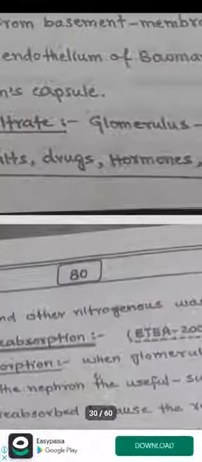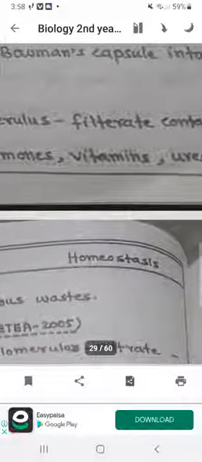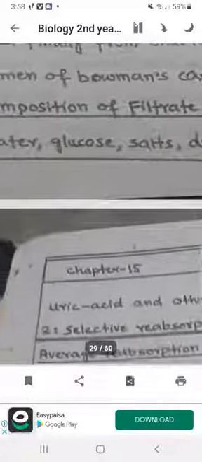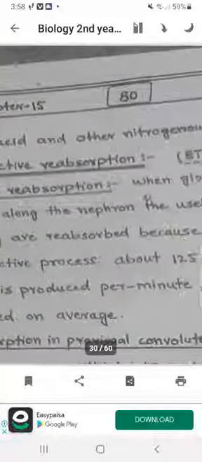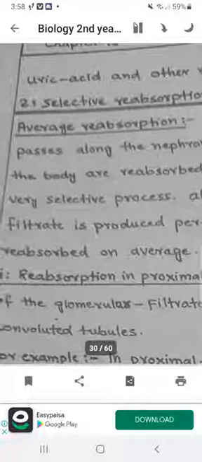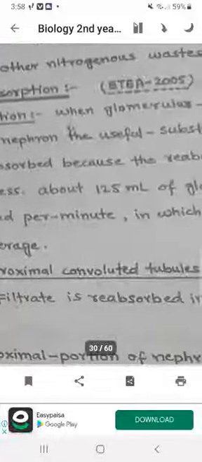Composition of filtrate. Glomerular filtrate contains water, glucose, salt, drugs, hormones, vitamins, urea, uric acid, and other nitrogenous wastes. Number 2, selective reabsorption.